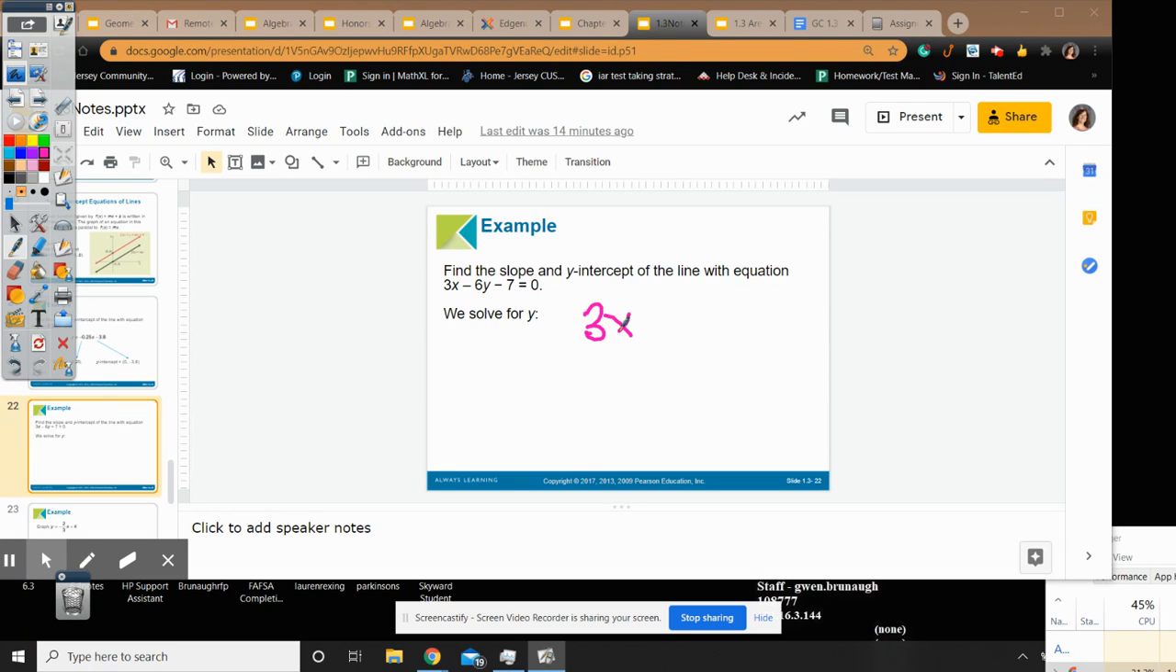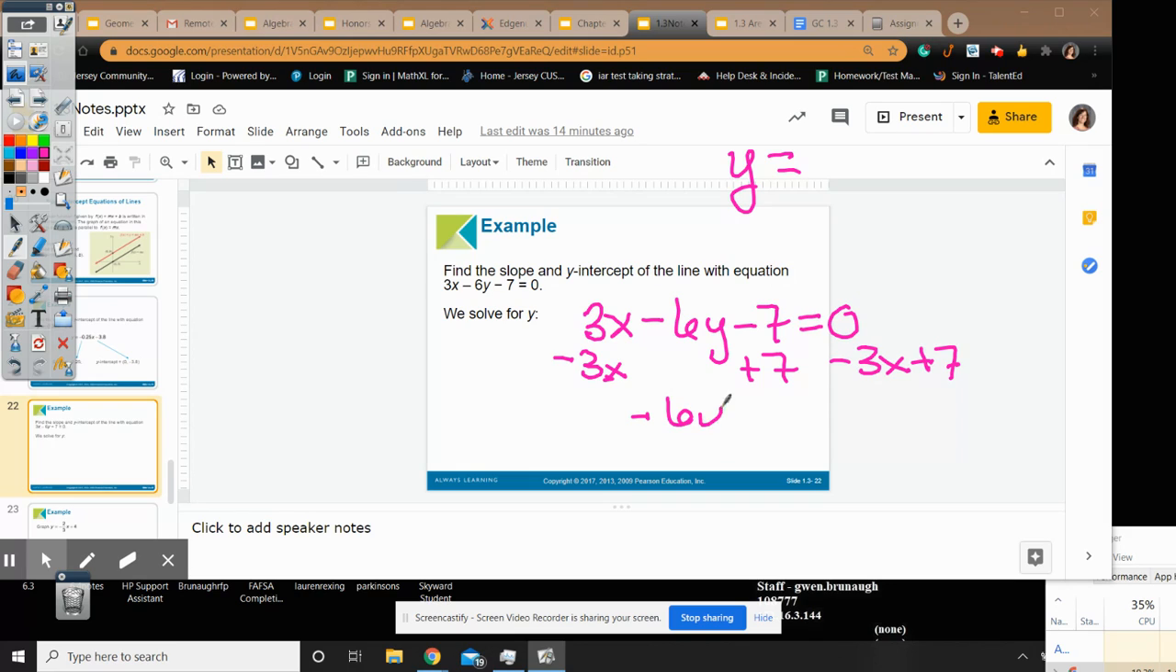I have 3x minus 6y minus 7 equals 0. Now I could add 7 here and try to play the intercept game we did before, but I'm going to use slope-intercept form. If it says to use slope-intercept form, it is basically just asking me to get y by itself. So to get y by itself, I'm going to subtract 3x, and I'm going to go ahead and add 7. Be careful with your negative. I have negative 6y is negative 3x plus 7.